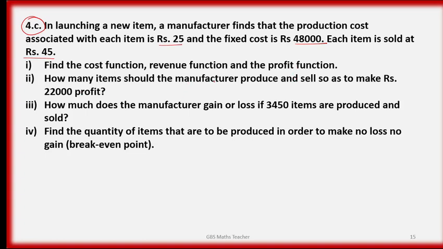How many items should the manufacturer produce and sell to make Rs 22,000 profit each year? How much does the manufacturer gain or lose if these items are produced and sold? And finally, find the quantity of items to be produced in order to make no loss and no gain. That means the break even point. I have explained this earlier.